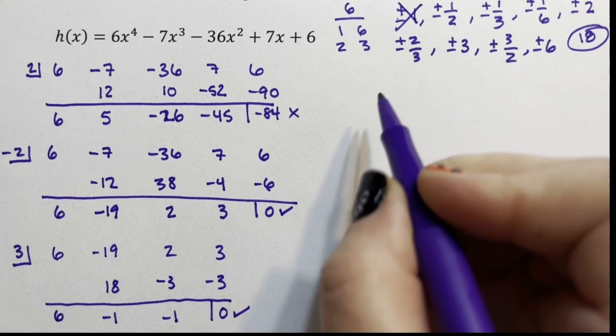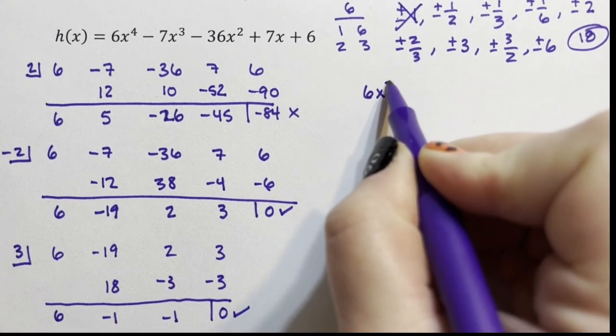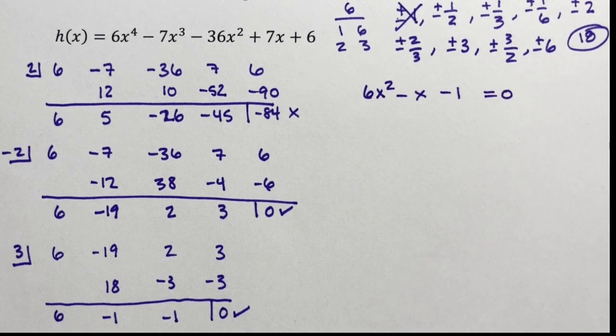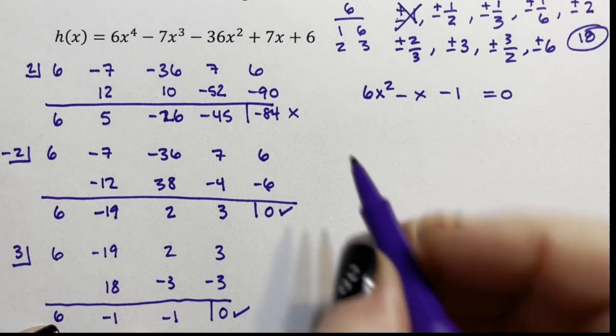We also have a quadratic. 6x squared minus x minus 1 equals 0. I am absolutely not going to continue with synthetic division because once I get to an x squared, I am going to do all of those factoring rules that I know. I'm going to do AC.